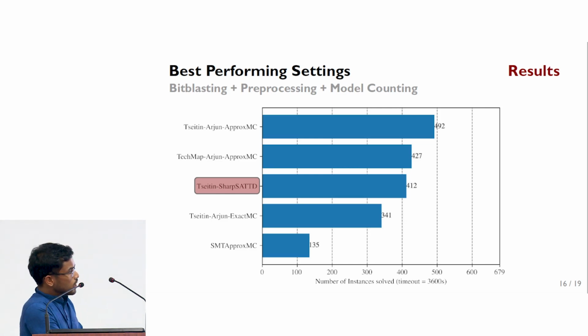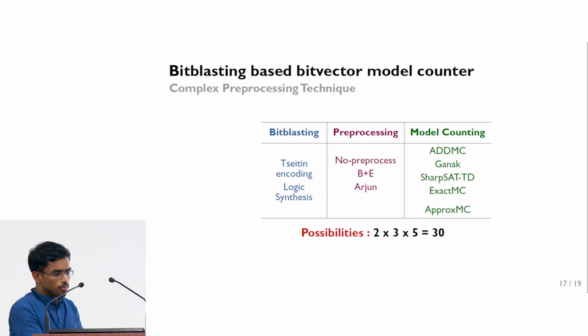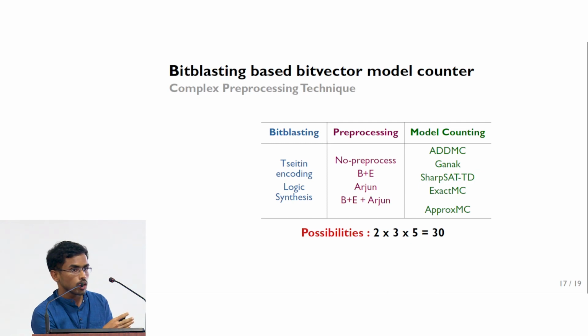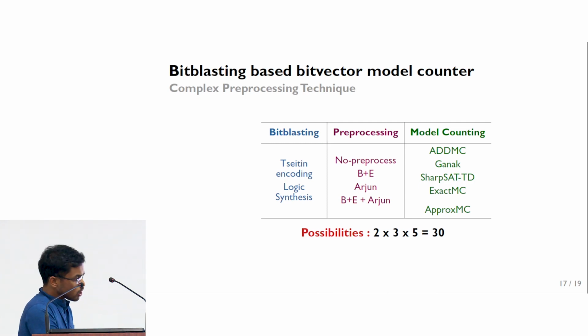So at this point, we are doing good, but still we are missing something. These preprocessors, B plus E and Arjun, behave quite similarly in some cases, but they also have different strategies in many of the cases. So we thought of using a new combination: we'll use B plus C and Arjun serially. We'll preprocess an instance with B plus C and then preprocess it again with Arjun. So at this point, we do not have 30 possibilities, we have 40 possibilities.